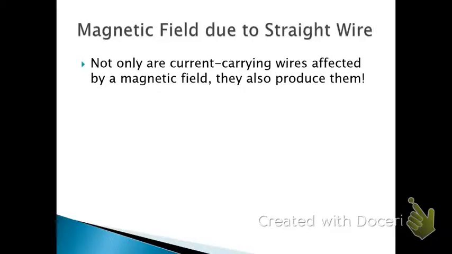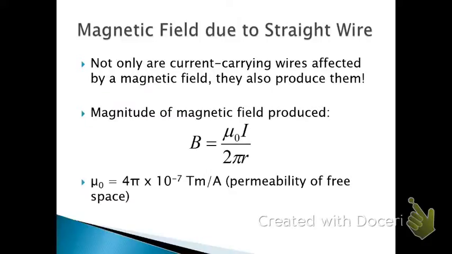Now here's the tricky part of this unit. So wires are affected by magnetic fields, but wires also produce their own magnetic fields. All right. So this is the magnetic field produced by a straight wire. You've got B, that's the magnetic field strength, equals mu naught times I all over 2 pi r. Now mu naught is 4 times pi times 10 to the negative 7 Tesla meters per ampere. That's just a new constant. It's called the permeability of free space.